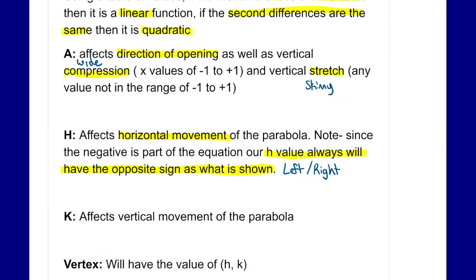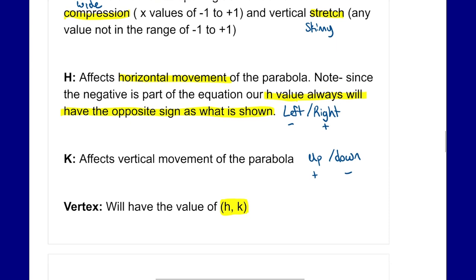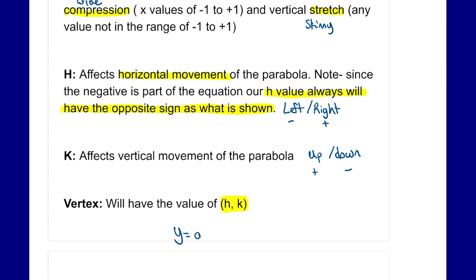K represents the vertical movement. So this is up or down. Left if it's negative, right if it's positive, up if it's positive, down if it's negative. The vertex will have a value of (h, k), so again, straight from the equation. And then just a quick reminder of the vertex form: y equals a(x minus h) squared plus k. So those are the three values that we're talking about, the ones we've looked at in the previous lessons. That's the general equation that we're dealing with.